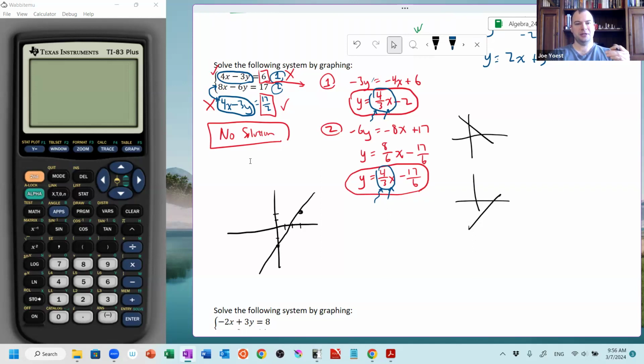If I make those x and y relationships look the same, then if there was a solution, since 4x minus 3y is in both cases, I would be effectively claiming that 6 equals 17 halves, and of course that's not true. So this has to be a contradiction. If I claim that there was an x-y coordinate that solves the first one, it cannot solve the second one, and vice versa.